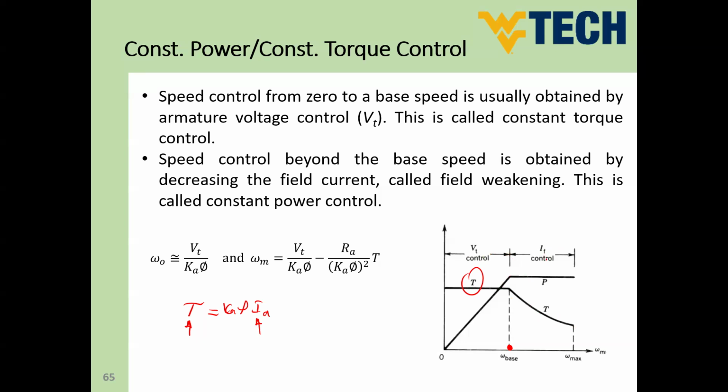How can we do that? By using field control. So these are the two stages of this control technique, and this is called Ward-Leonard technique, or constant power, constant torque control technique.